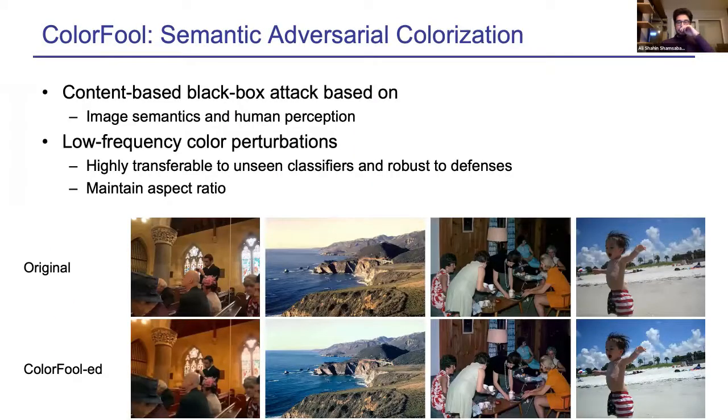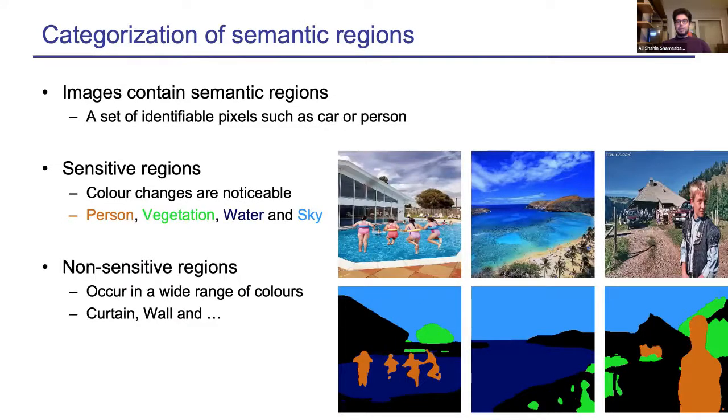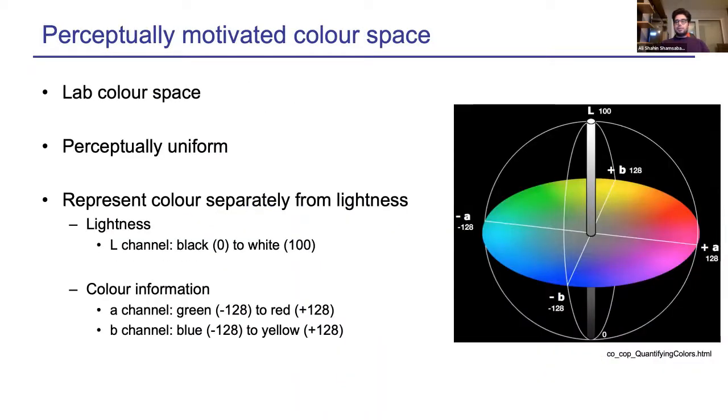So in this paper, we propose a semantic adversarial colorization black box attack that exploits the characteristics of the human visual system to selectively alter colors of the semantic regions. To do that, we decompose the image into sensitive regions and non-sensitive regions. Sensitive regions are those regions whose color is important for a human observer, such as vegetation, water, sky, or the skin color of a person. Non-sensitive regions may have their colors modified in any arbitrary range, but still look natural.